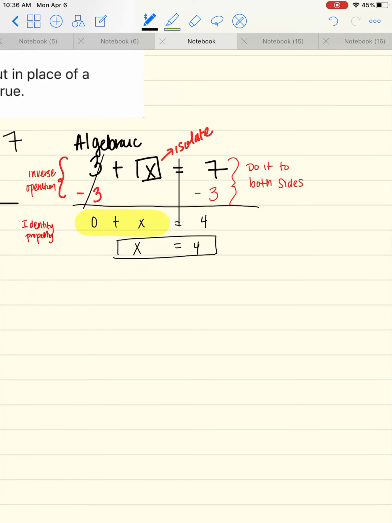So this here is your solution. And if you notice, there's only one. X, in this case, can only be replaced with 4 and nothing else because 4 will make the equation true. Any other number will make it false. What do I mean by that? Well, let's go ahead and check.